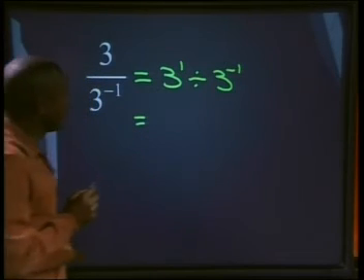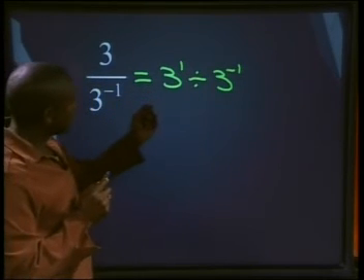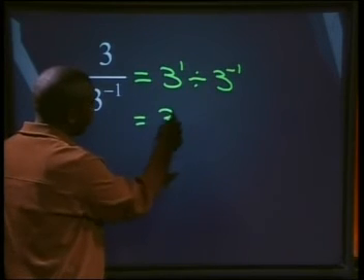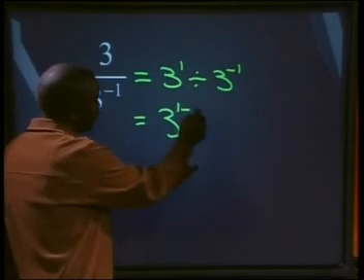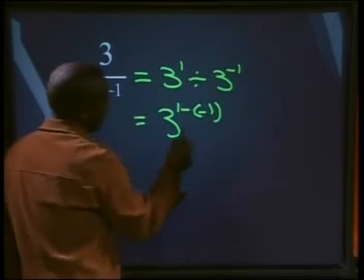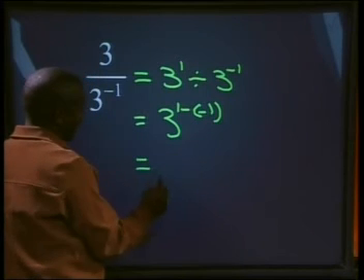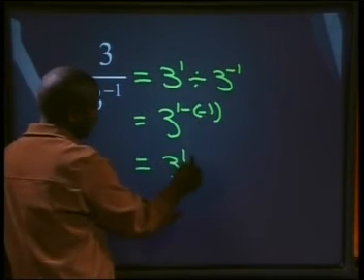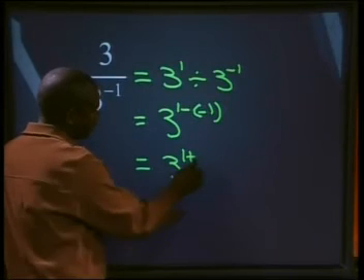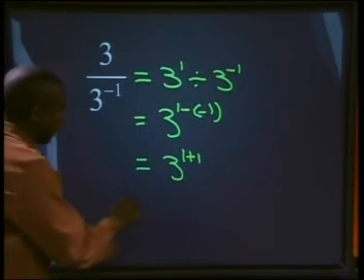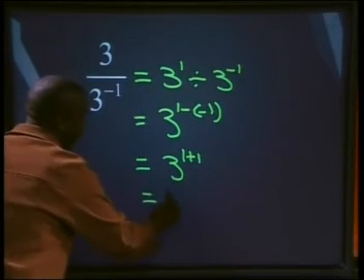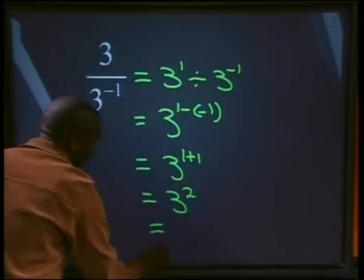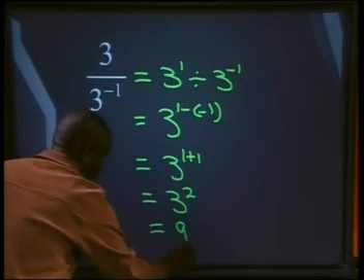Remember our second law says if we're dividing powers with the same base, that means we can simply subtract the exponents. That will be the same as 3 to the power 1, negative and a negative gives us a positive 1. So that will be the same as 3 to the power of 2, which is the same as 9.